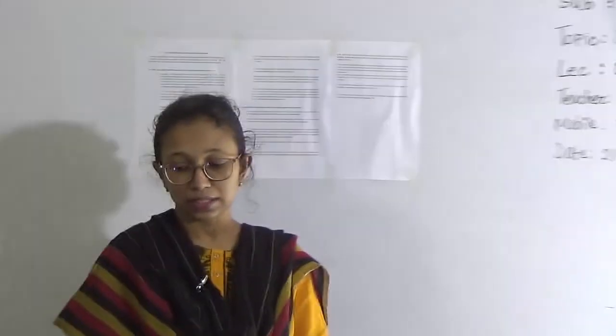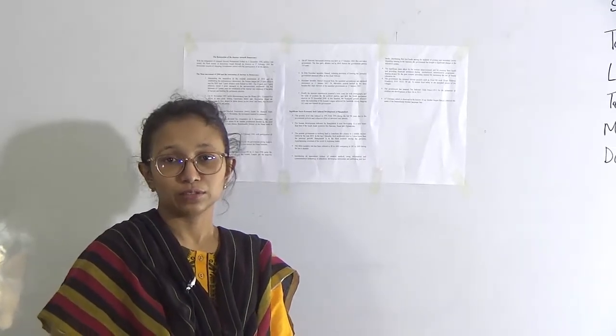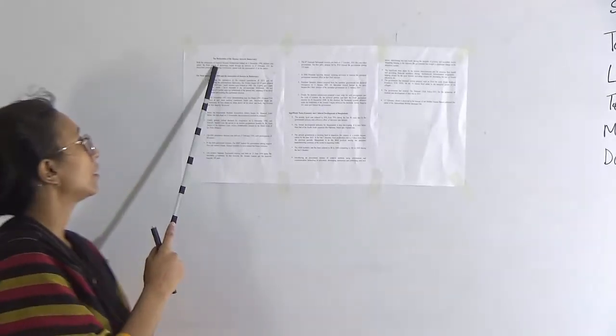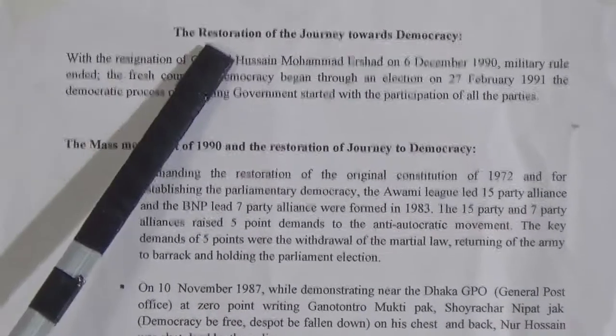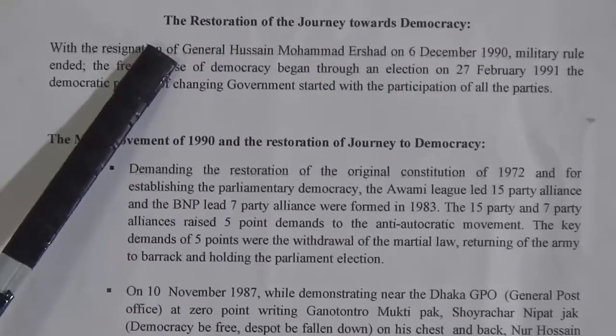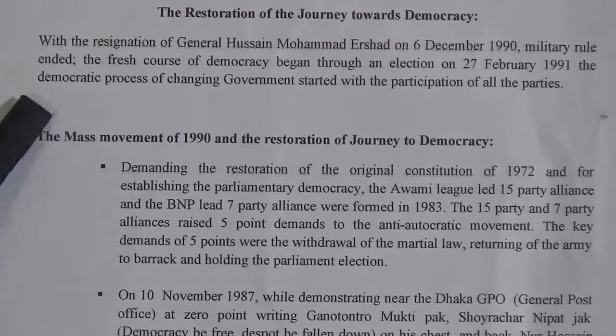So students, we are going to discuss a very important chapter, the independent Bangladesh. Today we are going to discuss the restoration of the journey towards democracy, which is section number 2.4 of chapter 2. In this section, we will see how, after a long period of autocracy, Bangladesh returned to democracy.